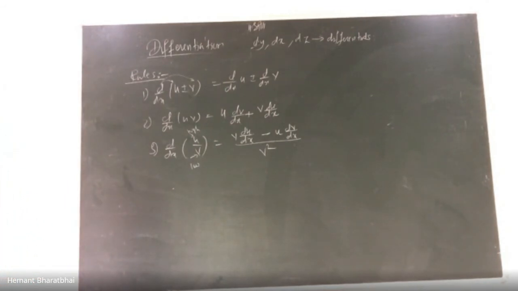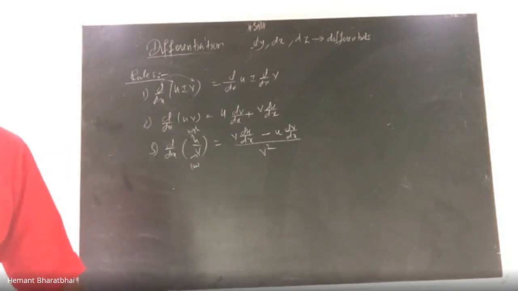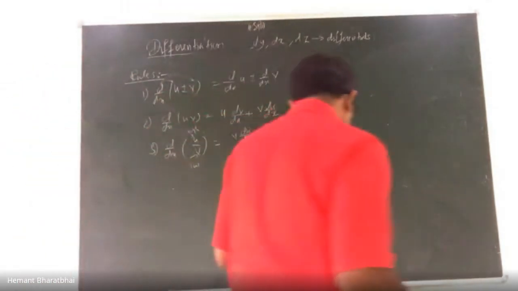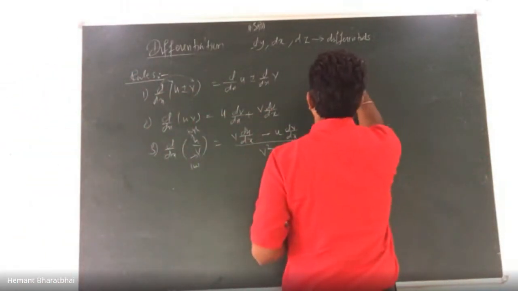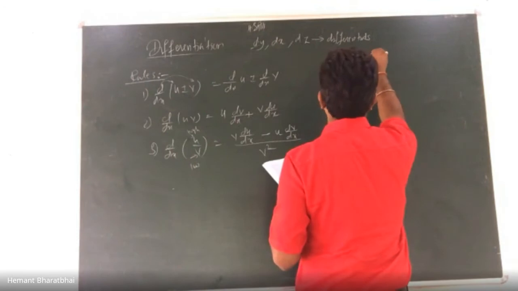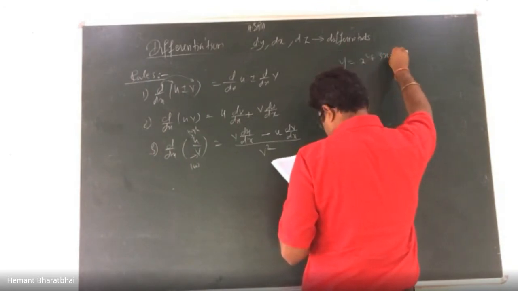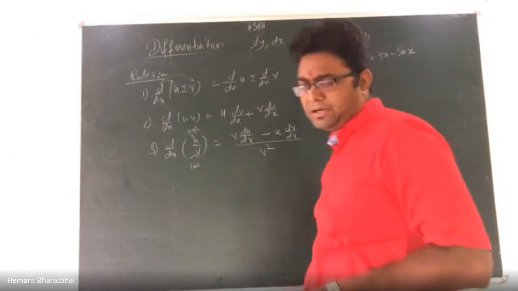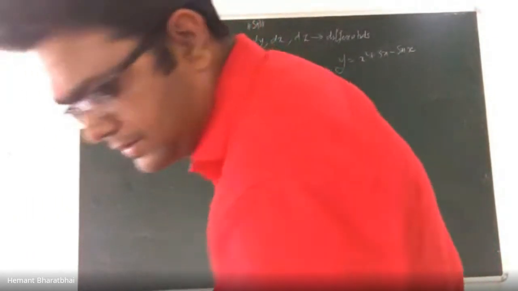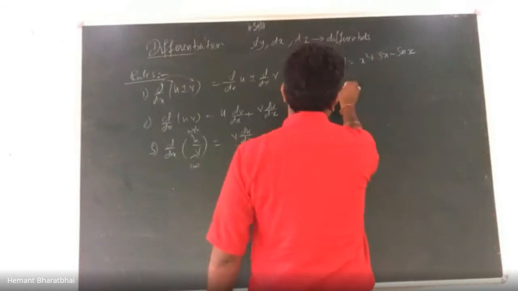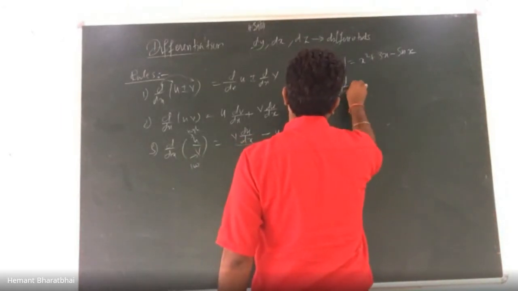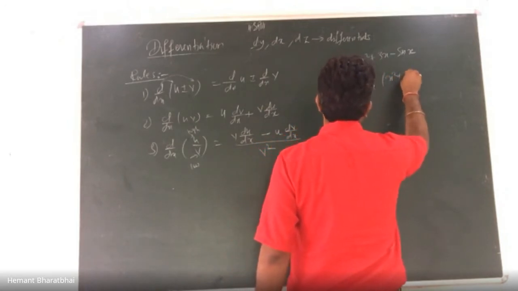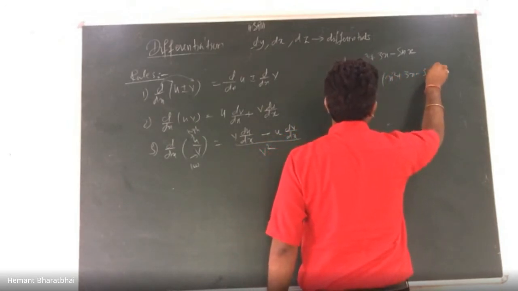But first, let's just try to apply these rules, and then we'll go for the chain rule. So I have, say, y is equal to x squared plus 3x minus sin x. Now I want to find the derivative of this with respect to x. So I'll write d/dx of y is equal to d/dx of x squared plus 3x minus sin x.